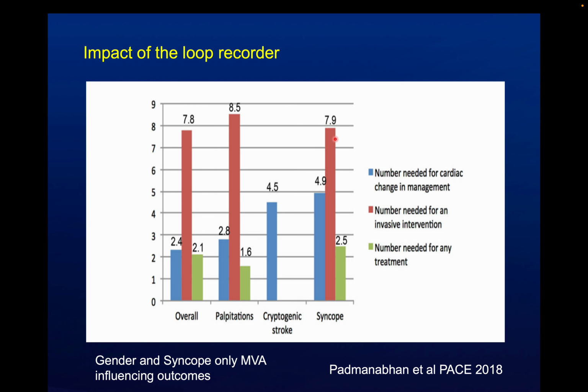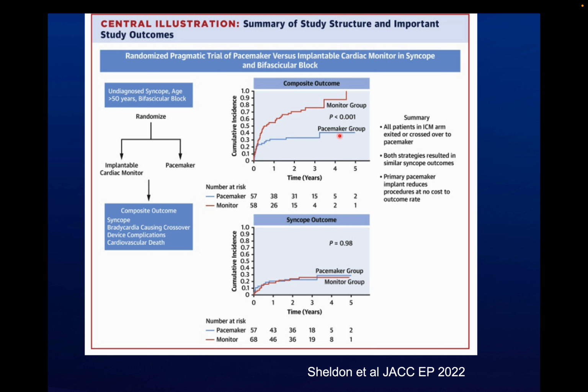The Sprightly trial is a trial wherein we had patients with bifascicular block undergoing a trial of pacemaker versus that of an implantable cardiac monitor. It was noted that patients who had a pacemaker did actually much better in terms of the composite outcomes of syncope, bradycardia causing crossover or cardiovascular death as compared to the ILR based monitoring group. This was true for patients above the age of 50.